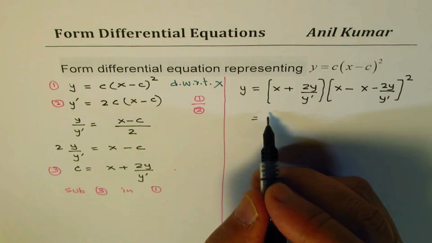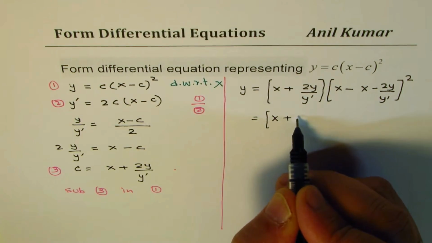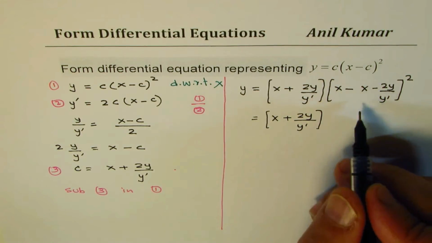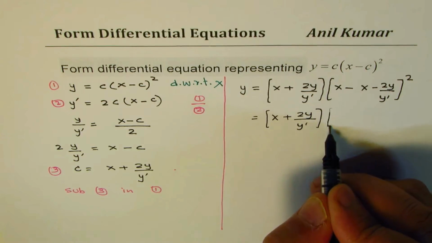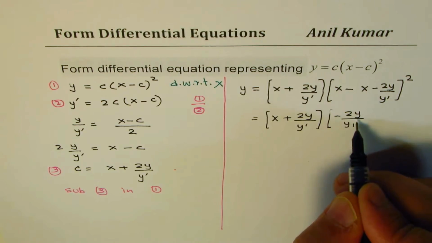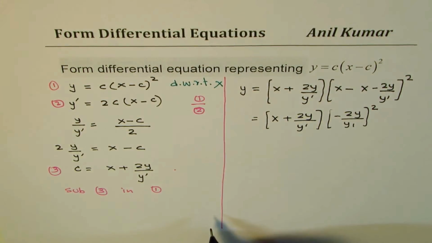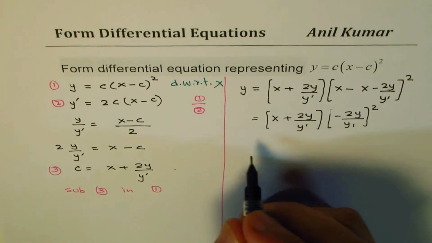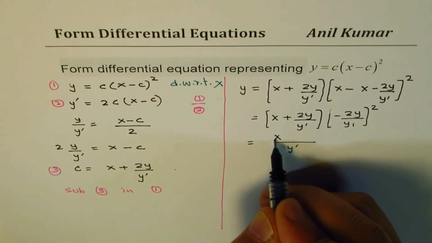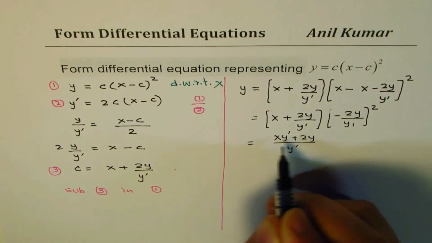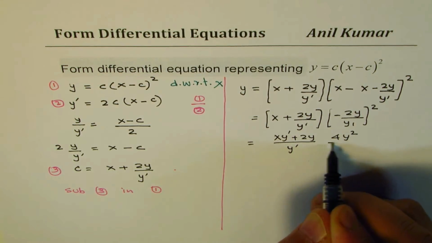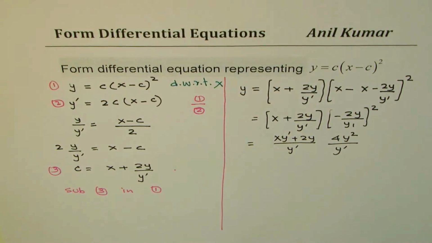Now clearly we get x plus 2y over y prime, and here x and x cancel, so we have minus 2y over y prime, the first derivative, whole square. Okay? Now we can take this as a common denominator, so we get y prime times (x times y prime plus 2y), and here it becomes positive 4y square over y prime, first derivative, square.